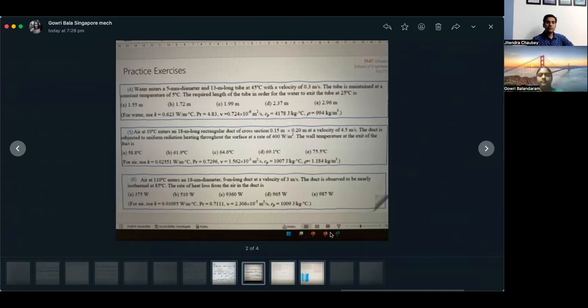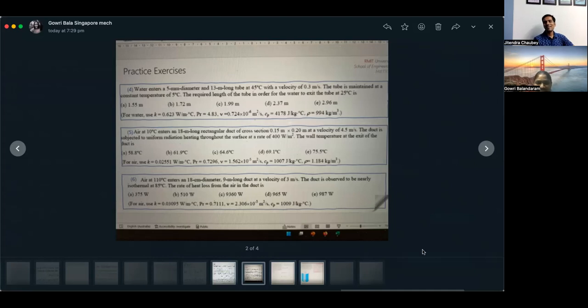The water enters a 5 mm diameter and 13-meter long tube at 45 degrees Celsius with velocity 0.3. The tube is maintained at constant temperature. The required length of the tube in order for the water to exit the tube at 25. Okay, they have asked us the required length. What should be the length of the tube? It is a very easy question. Don't worry.